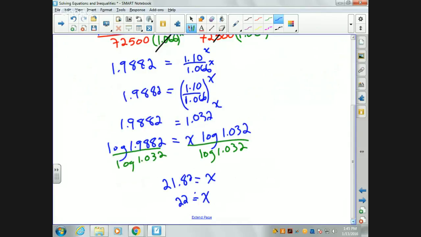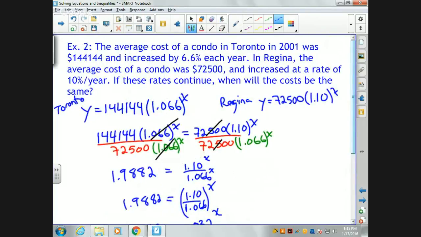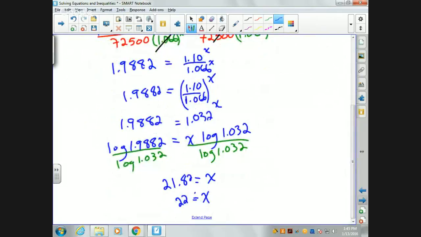The question asked, when will the cost of the condo be the same in Toronto as in Regina? Well, what does this number mean? 22 years. Yeah, so this number that we started with was in 2001, 22 years later, in, what's that, 2023, I guess, right? Exactly.